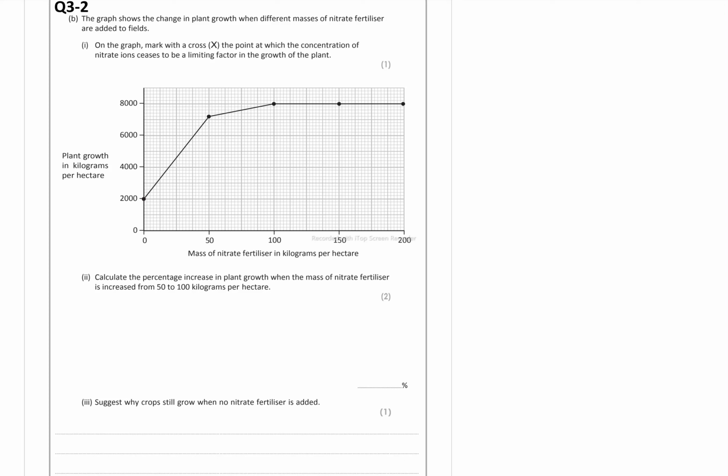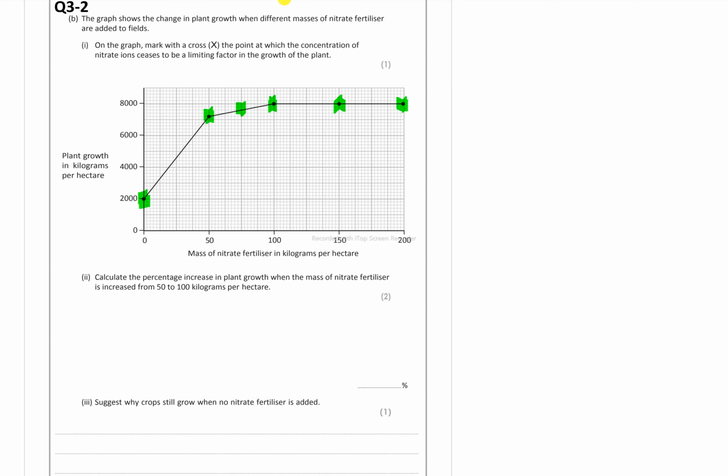Maybe not. So now if you look, if the farmer adds nothing, you're going to get 2,000 kilograms of plant. If he adds 50 kilograms per hectare, it shoots up to 7,200. If he uses just say 75, it goes to 7,600. If he uses 100, it goes to 8,000. If he then carries on adding, it makes no difference whatsoever.